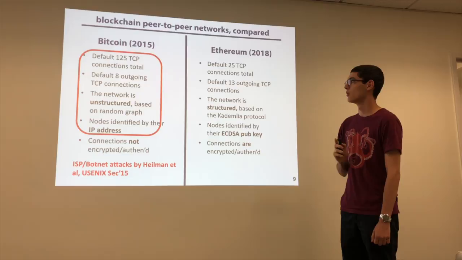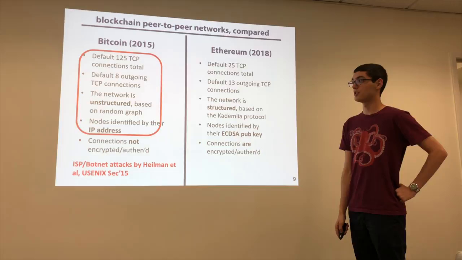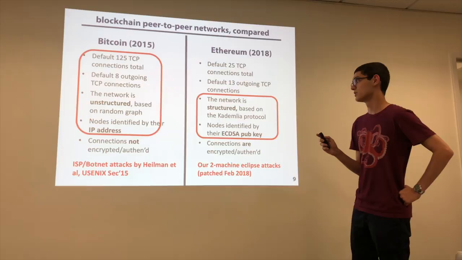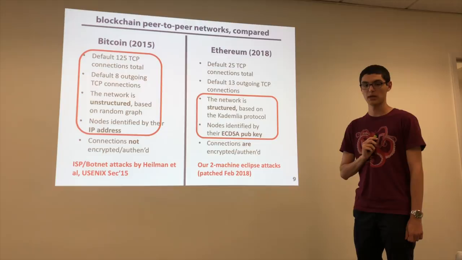So this is what Ethan showed 2 weeks ago. And he was able to do Eclipse attacks by either being an ISP, where you have a lot of IP addresses, or doing a botnet attack. And the reason why he had to do that is because in Bitcoin, nodes are identified by their IP address. But in Ethereum, because nodes are identified by their ECDSA pub key, you can actually do the same Eclipse attacks, but with only two machines. And that's what we did in 2018 in the paper when we released it.